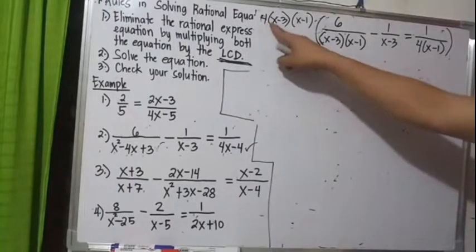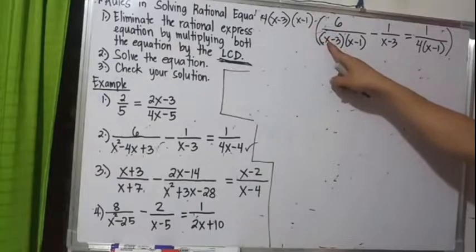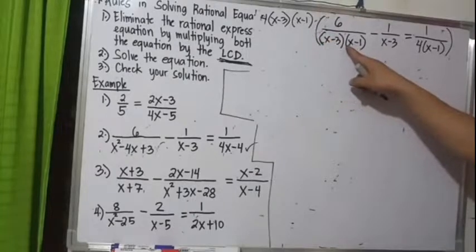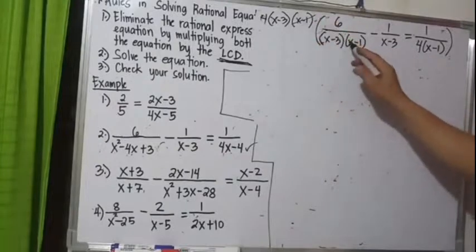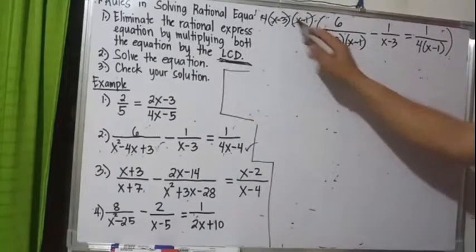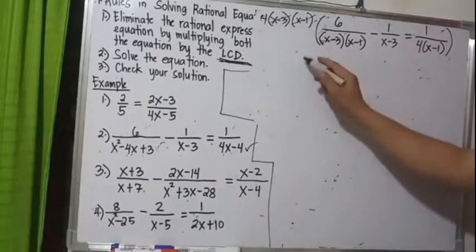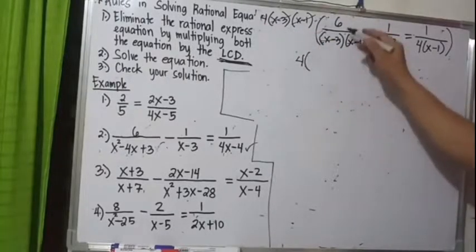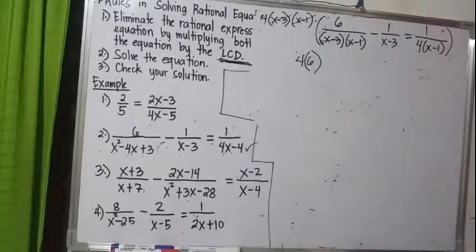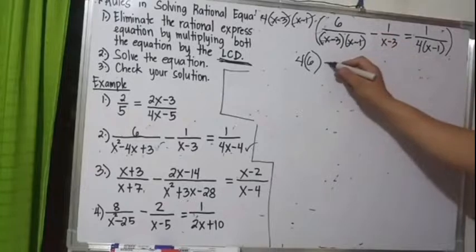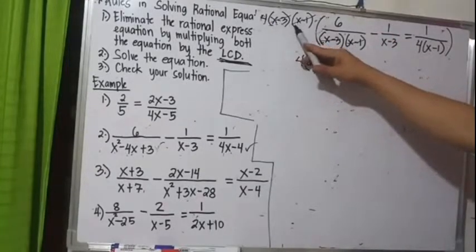So, 4 times x minus 3 times x minus 1, we divide that by x minus 3 times x minus 1. So we eliminate x minus 1, x minus 1, x minus 3, x minus 3. Remaining is 4 times the numerator, that is 6. Okay. Then subtract this one, 4 times x minus 3 times x minus 1.